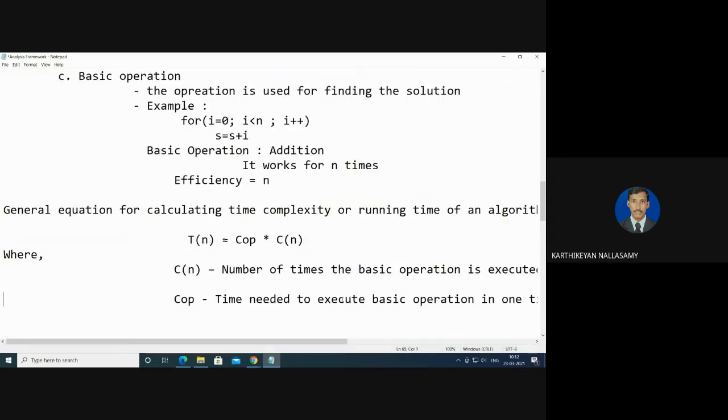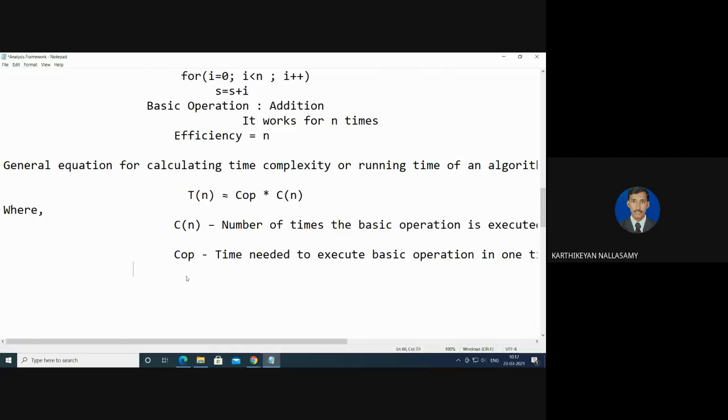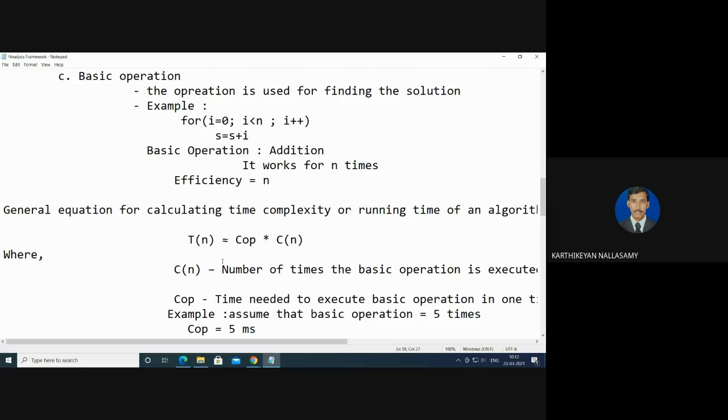அதாவது ஒரு டைம் ஒரு பேசிக் ஆபரேஷன் எக்ஸிக்யூட் பண்றதுக்கு உங்களுக்கு எவ்வளவு டைம் ஆகுது, இந்த C of n என்கிறது பேசிக் ஆபரேஷன் வந்து எவ்வளவு டைம்ஸ் ஒர்க் ஆகுது. For example, assume that the number of basic operation executions is 5 times, and the basic operation execution for one time takes 5 milliseconds. Then the time complexity is approximately equal to 5 into 5 milliseconds. So totally 25 milliseconds is the time complexity. So this is the general equation for calculating the time complexity of any algorithm. That is, T of n equals C_op into C of n.